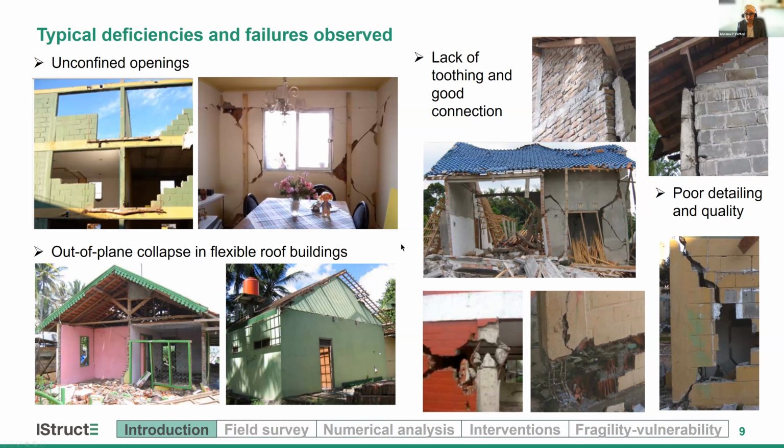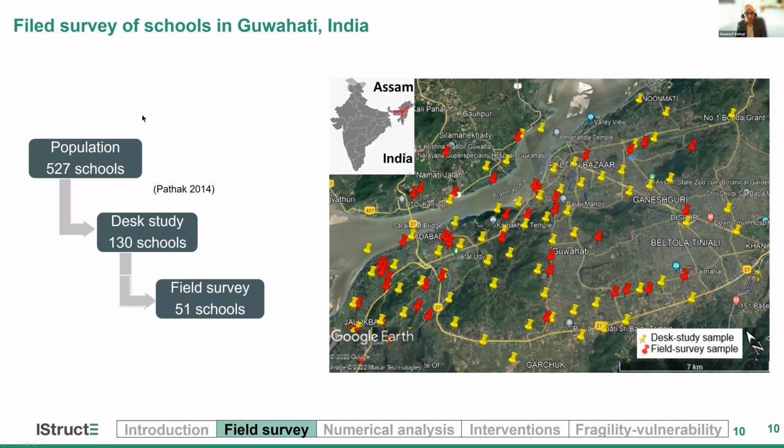So we now understand the expected behavior and the normal deficiencies and the damage patterns they lead to. Now coming to the particular study, this survey was carried out in Guwahati, the capital city of Assam in India. This city, and the state itself, is in the highest seismic zone according to Indian seismic zonation, with an expected maximum considered earthquake with a PGA of 0.36 or higher.